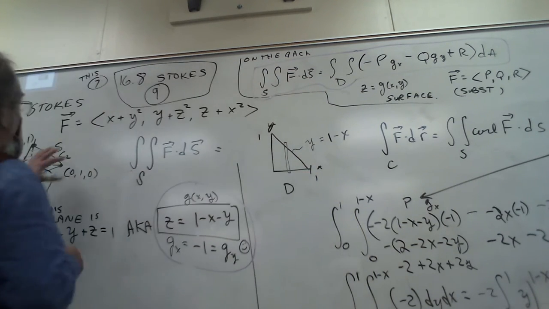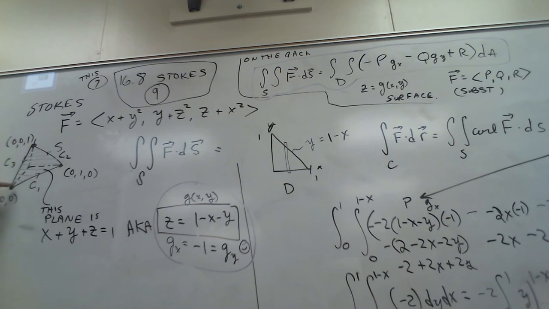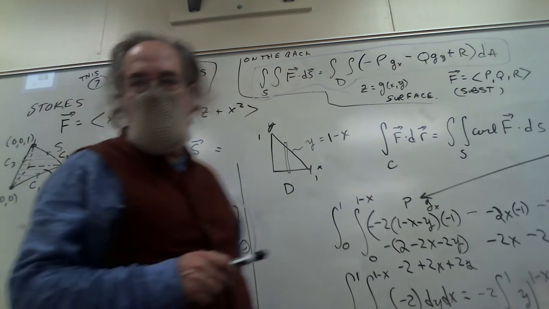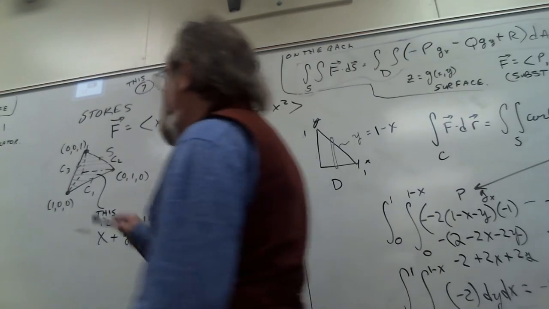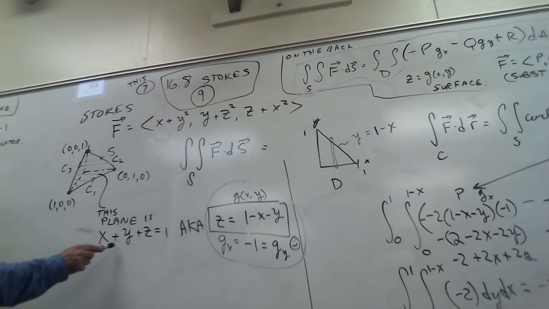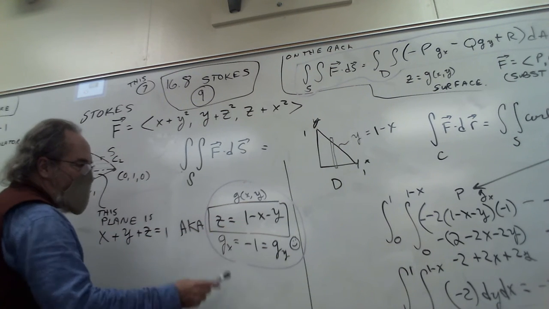The problem is this. I have this vector field that's given, and here's my curve. It's a counterclockwise orientation curve, and it bounds a surface, a triangular region. So this is that triangular corner where everybody goes through the ones. We've seen this guy before. We know its equation, x plus y plus z equals 1, also known as z equals 1 minus x minus y. We're going to need these.